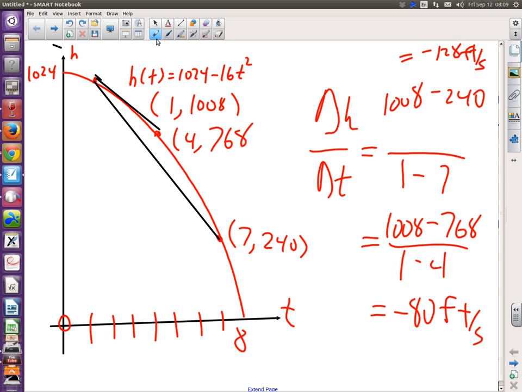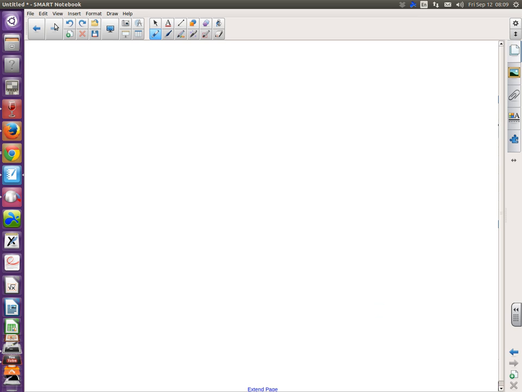Is it going to get larger in absolute value or smaller in absolute value? Smaller. It's like negative, I don't know, give me a guess. Negative 32 feet per second. Okay, let's find out.